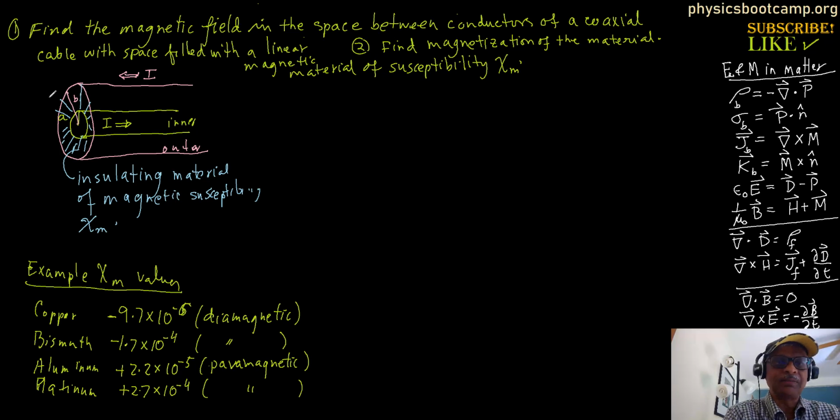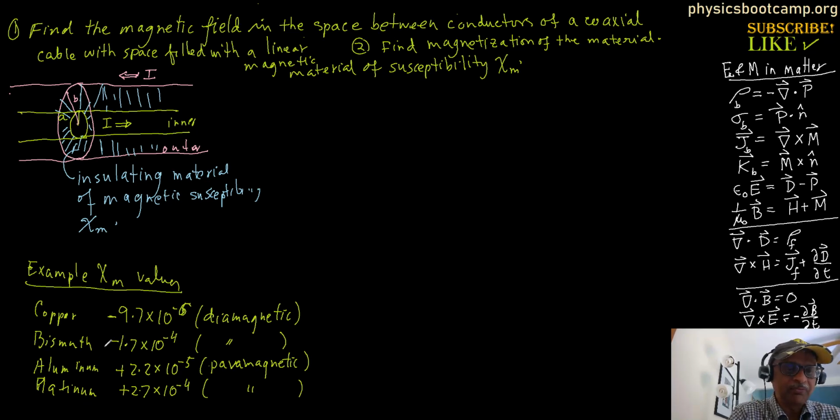This thing is continuing, and this is also continuing. So you can consider this to be very long, and the space between them is filled with some material, and that's a linear material. It could be anything, but these are all conductors.